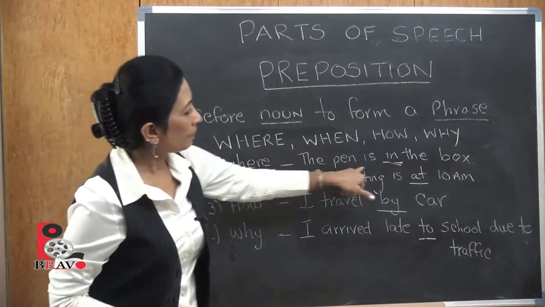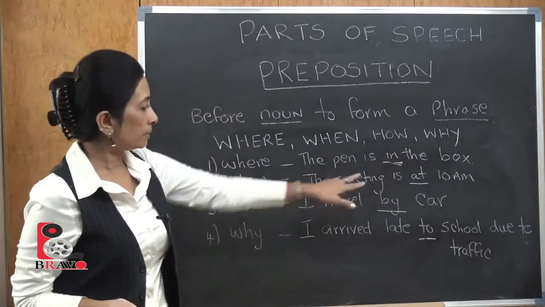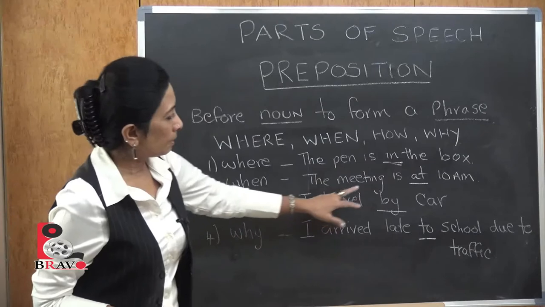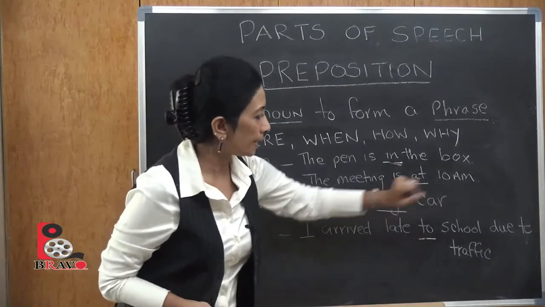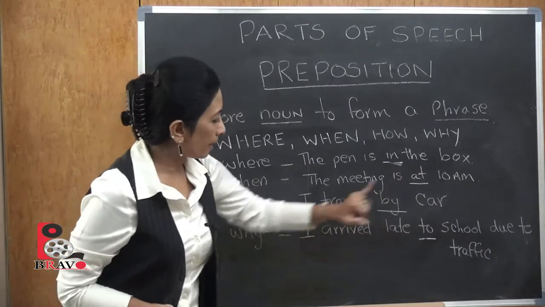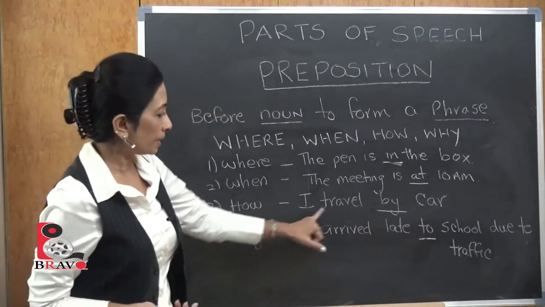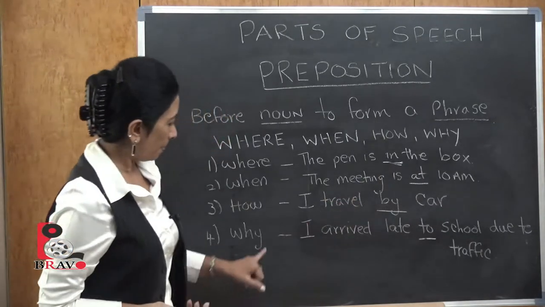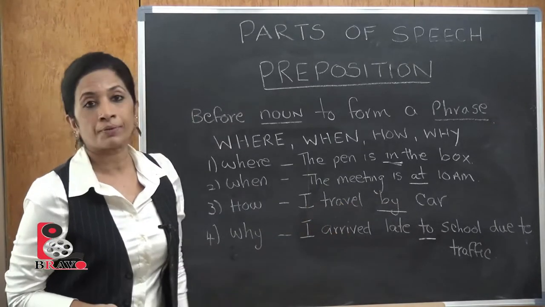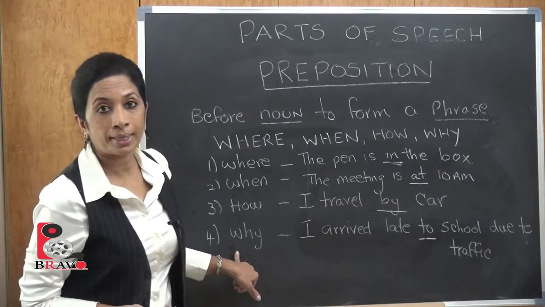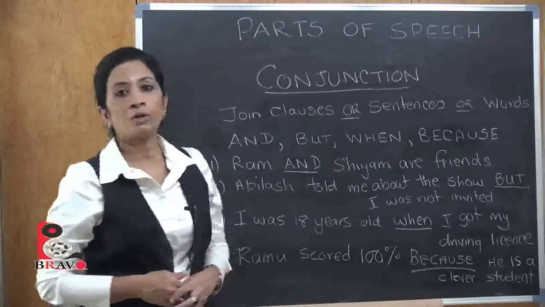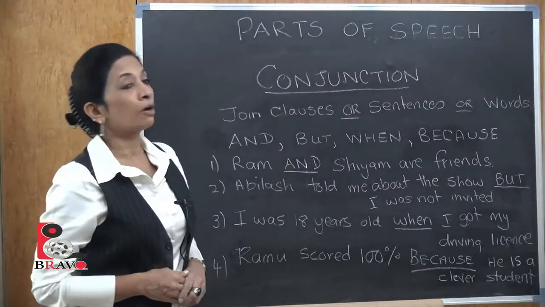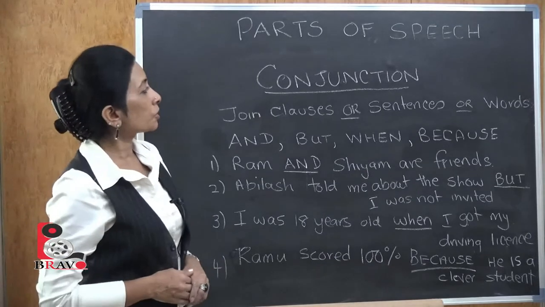So where? The pen is in the box. So where is the pen? It's in the box. When is the meeting? The meeting is at 10 a.m. I travel by car. How do I travel? I travel by car. I arrived late to school due to traffic. Why did I arrive late to school? Due to the traffic. Okay, now we are moving on to the seventh part of speech of the grammar, which is called conjunction.